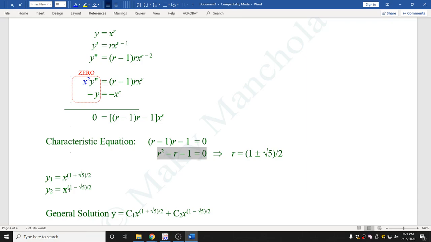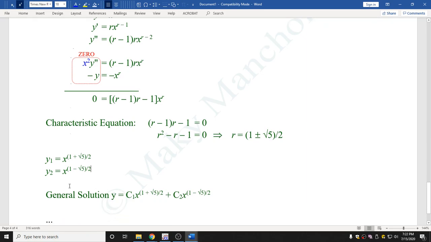We can solve that equation by using the quadratic formula. It doesn't factor, so we use the quadratic formula. After doing the calculation, we end up with two solutions. R equals 1 plus or minus the square root of 5 over 2. So there we have two solutions to our equation. One of them, y1 equals x to the power 1 plus square root of 5 over 2. Another solution, y2 equals x to the 1 minus square root of 5 over 2.